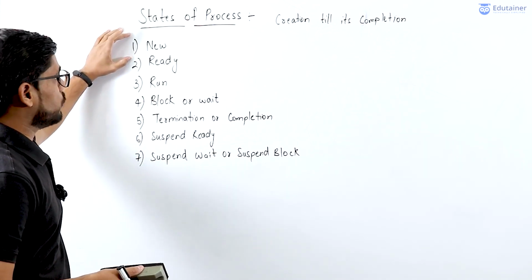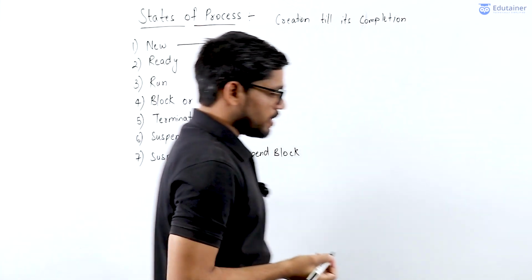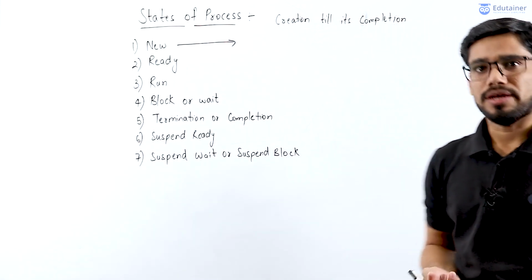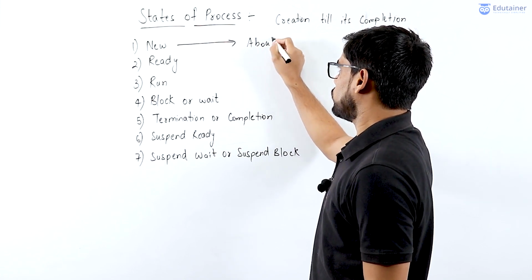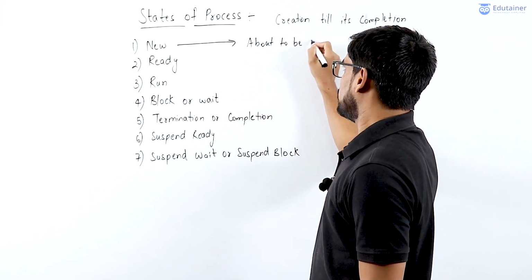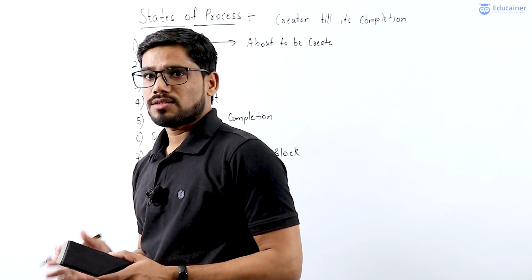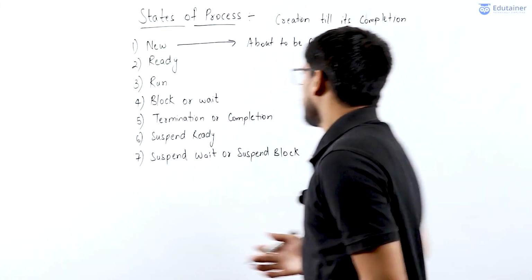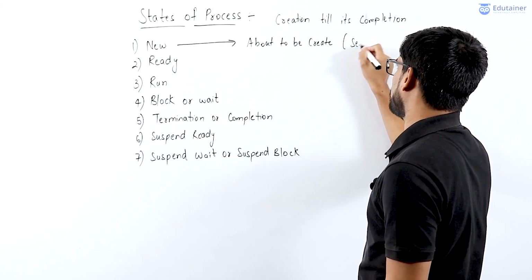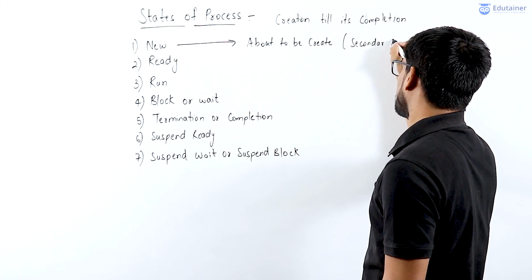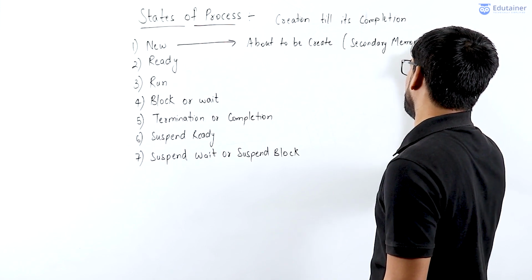The first is the new state, okay. It is the first state of a process. So the new state denotes that a process is about to be created, okay. So whenever a process is about to be created, then it is residing in the new state. And the new state is generally present in secondary memory. So secondary memory means the hard disk. So it is present in the hard disk, okay.